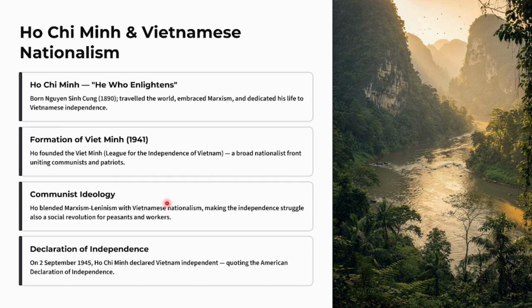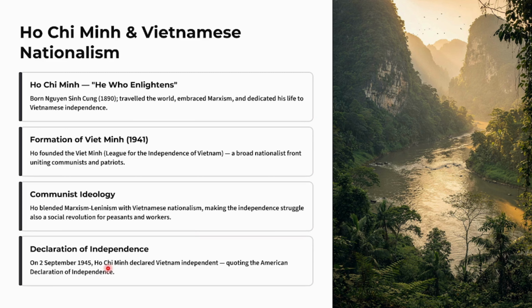So communist ideology. So this Ho Chi Minh, okay. So he was born Nguyen Sinh Cung, 1890s. Okay. So he has the communist ideology. So he blended Marxism and Leninism with Vietnamese nationalism, so making the independence struggle also a social revolution for peasants and workers.